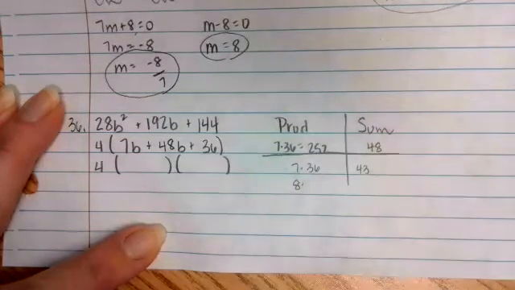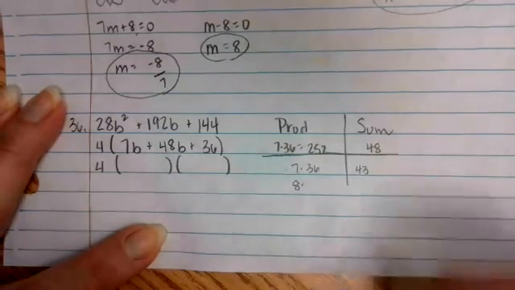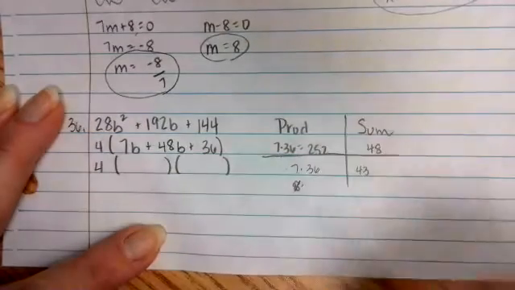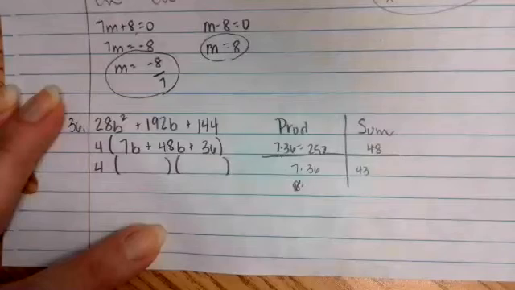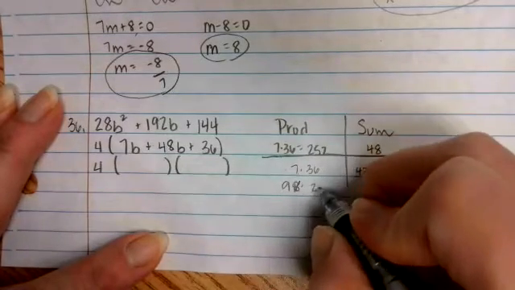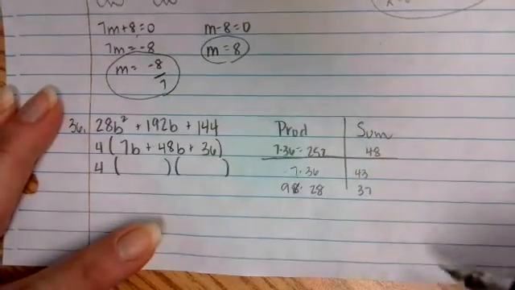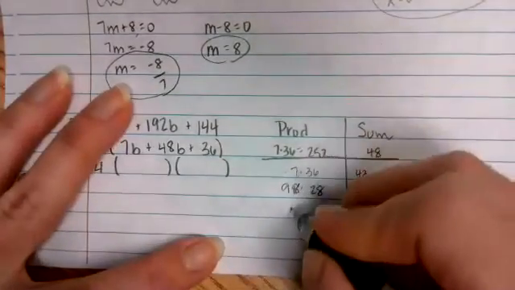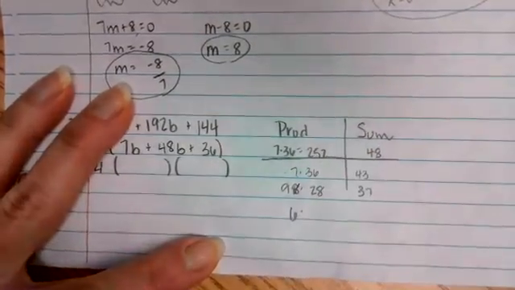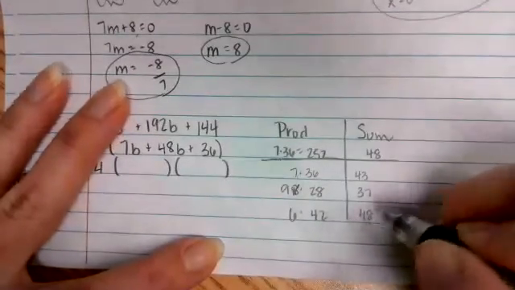So let's try 8. So 252 divided by 8. Oh, it doesn't go in. Let's try 9. So 252 divided by 9 is 28. And I add them together, I get 37. I went the wrong way, so let's try 6. So 252 divided by 6 is 42. When I add them together, I get 48.